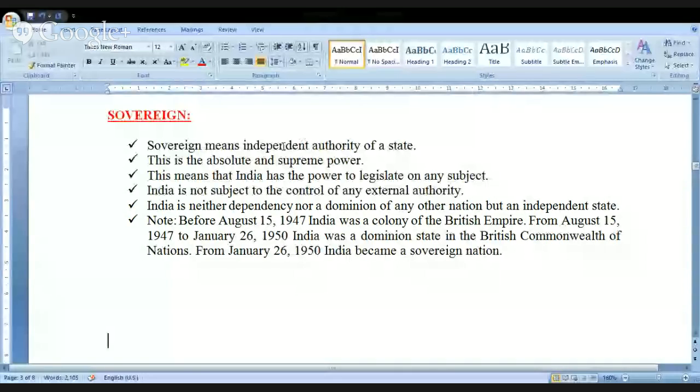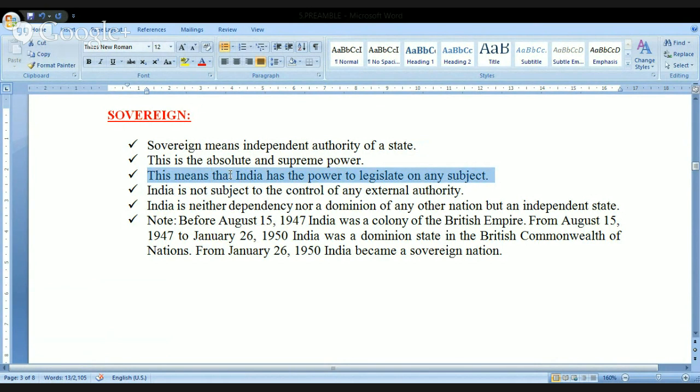Am I clear? With the commencement of the Constitution, India became sovereign, and I'll show you some more points which I have. Let's have a look at this. Sovereign means the independent authority of a state. This is the absolute and supreme power. This means that India has the power to legislate on any subject. And the next point: India is not subjected to the control of any external authority. These two are important for me.